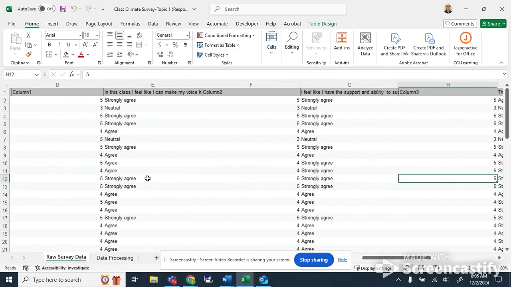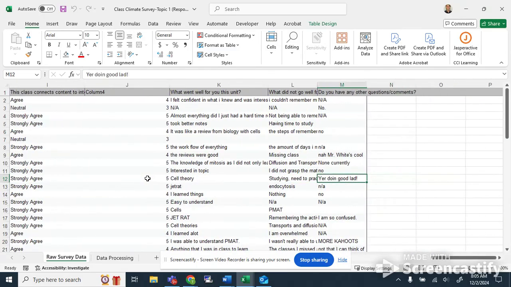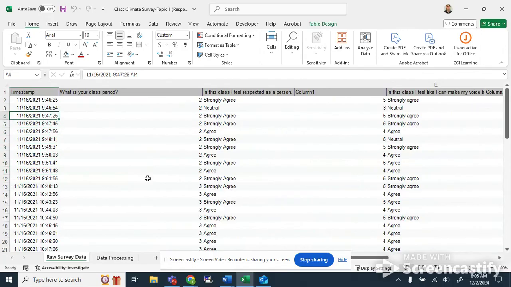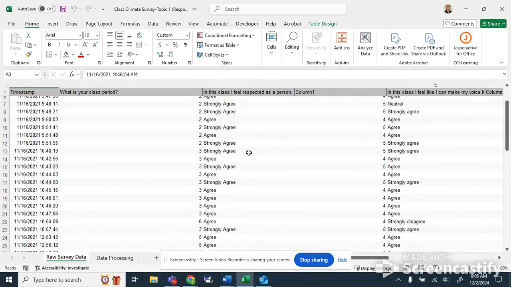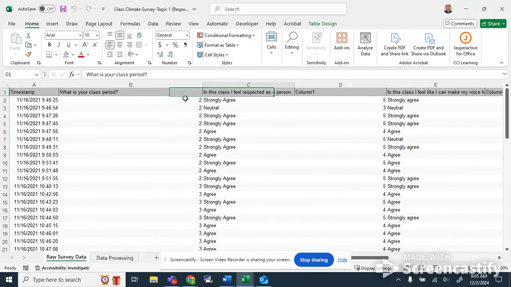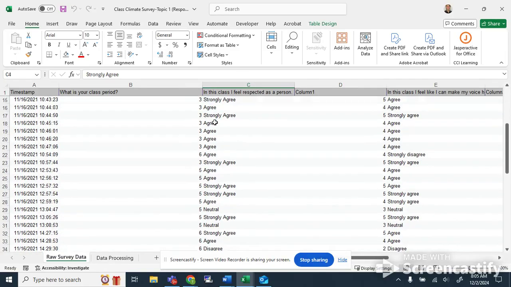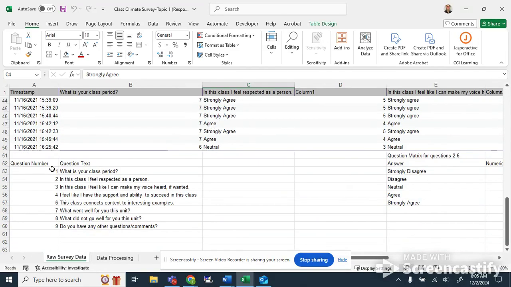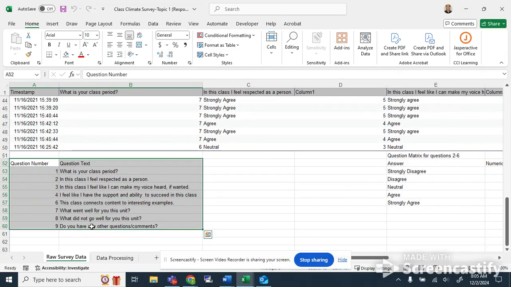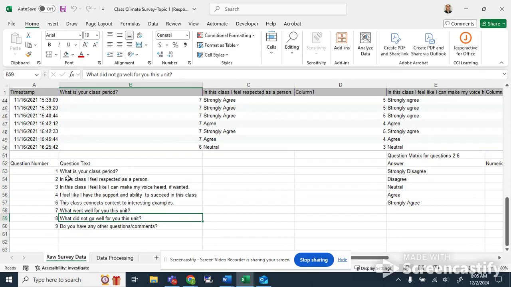So this is an old survey I made, and here's all the data from it. All right, so this is my raw data. You might notice that next to a lot of this stuff, right, I have numbers. So the very first thing you gotta do, once you have your data, is maybe do something like this, where you assign a number to each question just to make it simpler.